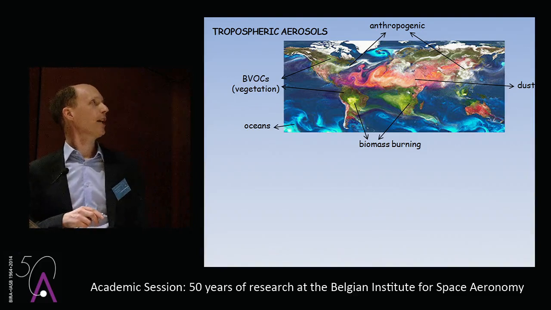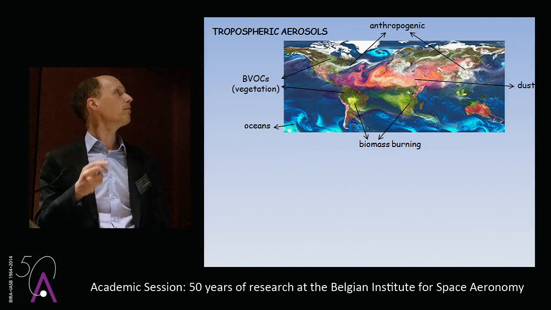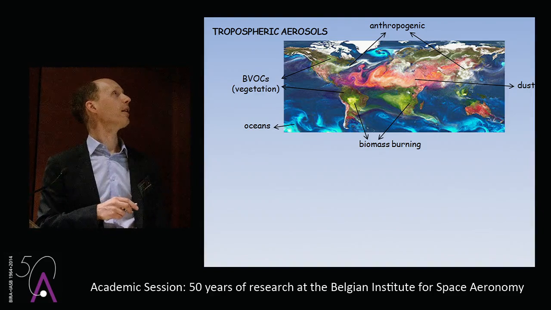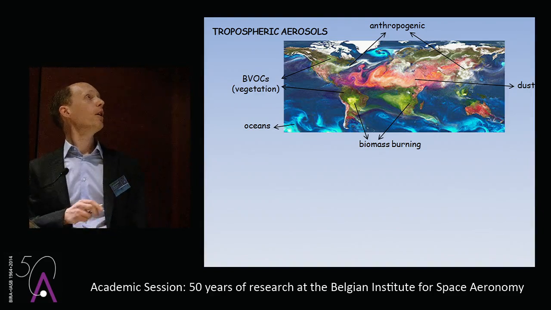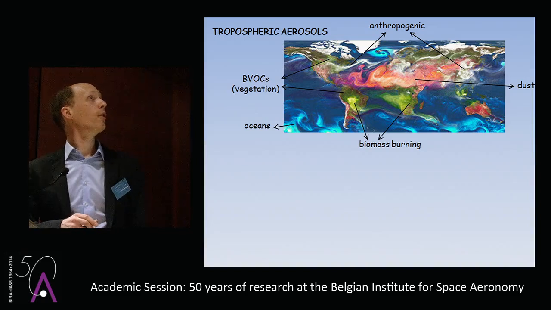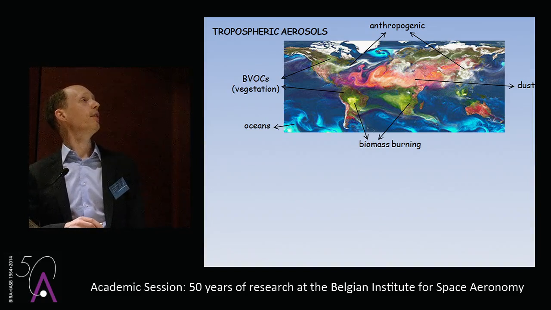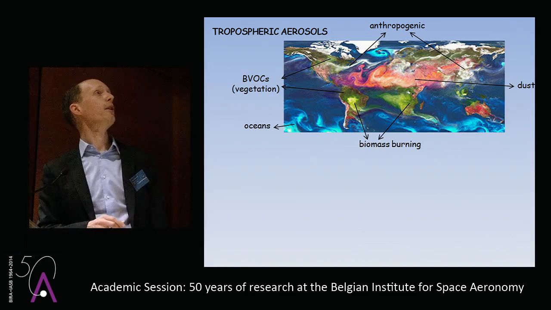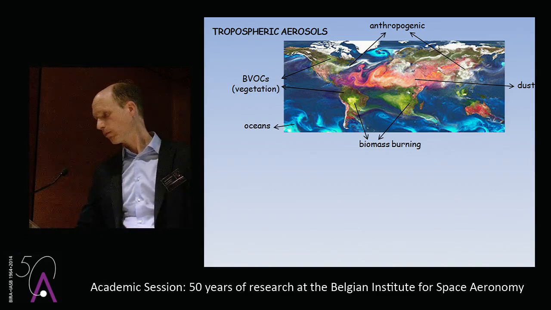volatile organic compounds, which are interesting, but that's not all that's in the atmosphere. We have, for example, taking this plot, that's not our model, that's another model. It shows which aerosol type is important in different regions. And you have oceans, you have vegetation, anthropogenic, that's mostly sulfate and nitrate, and you have dust, which is a huge source, and then biomass burning.